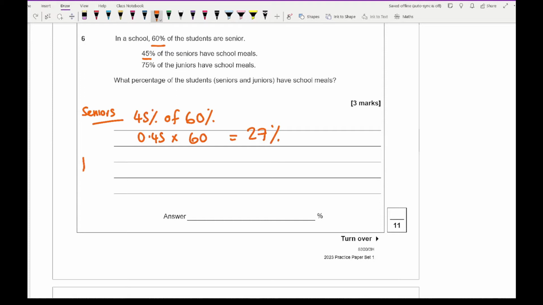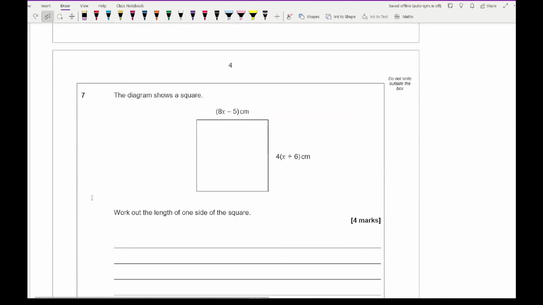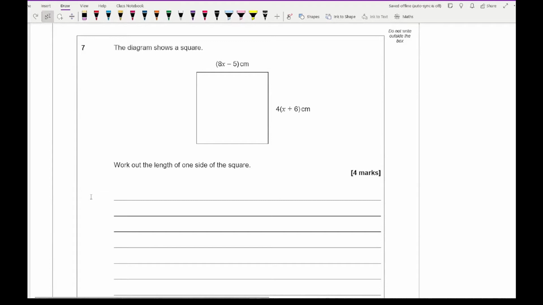Then if we look at the juniors, we're looking for 75% of 40%. So that's going to be 0.75 times 40, which gives me an answer of 30%. And then all I've got to do is simply add those two percentages up, and I get an answer of 57%.